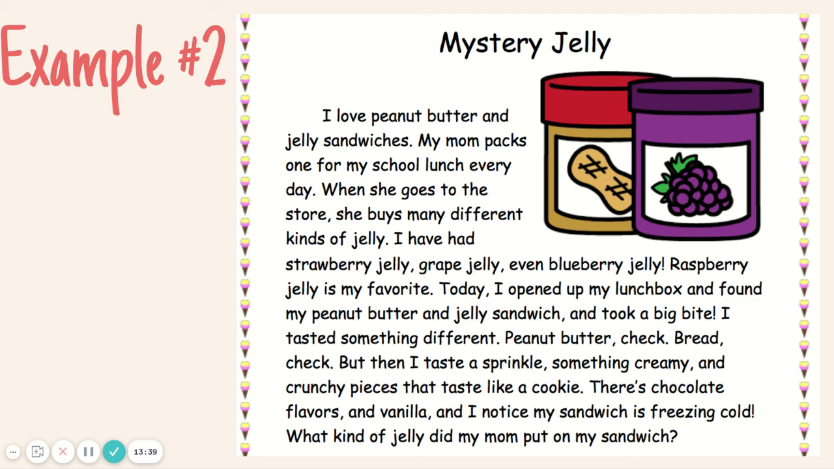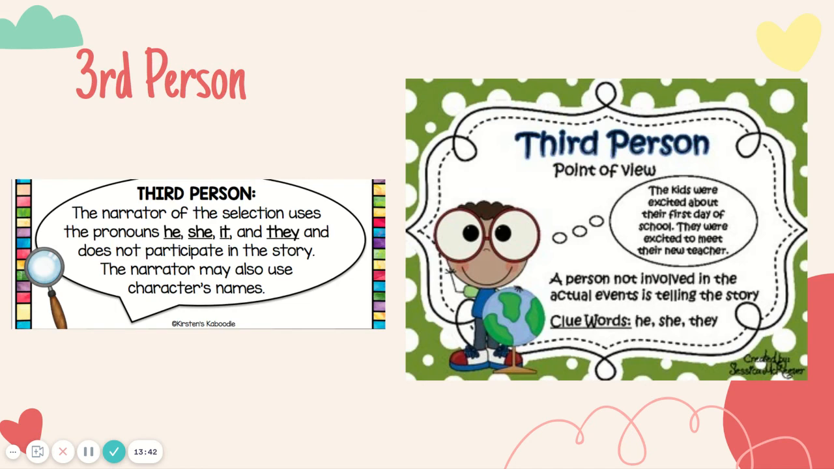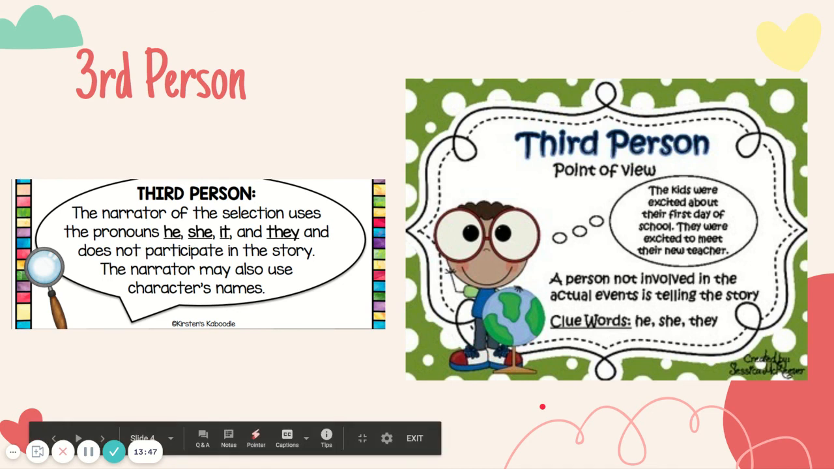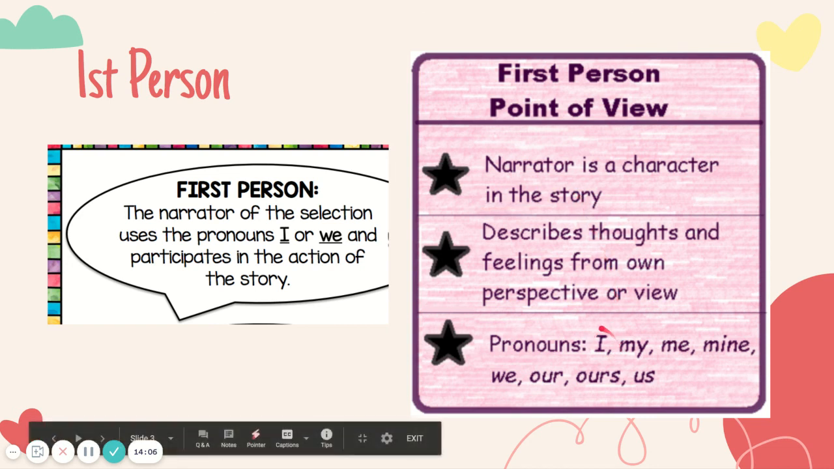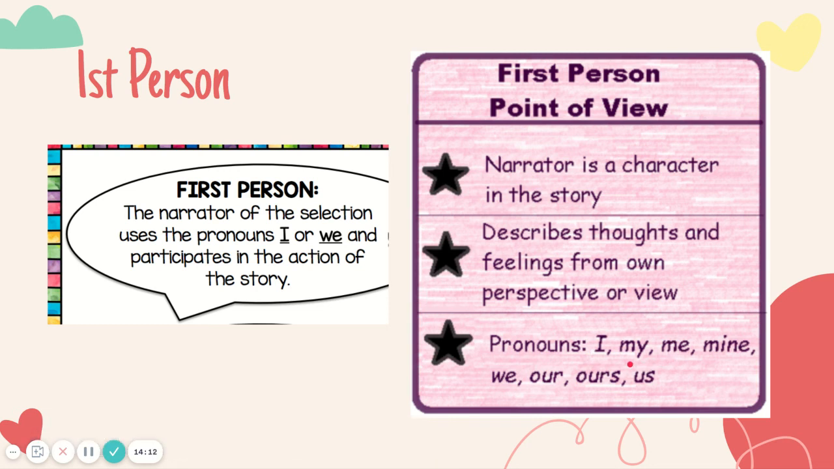When your teacher's asking you a reason why, a good thing you could say is, I noticed some clue words, and the clue words I noticed were he, she, and they. Or if it's in first person, I noticed that the narrator is a character in the story, and they were using words like I, me, and my. That's a great way to explain your thoughts, is that you searched for some clue words and what you found helped you figure that out.